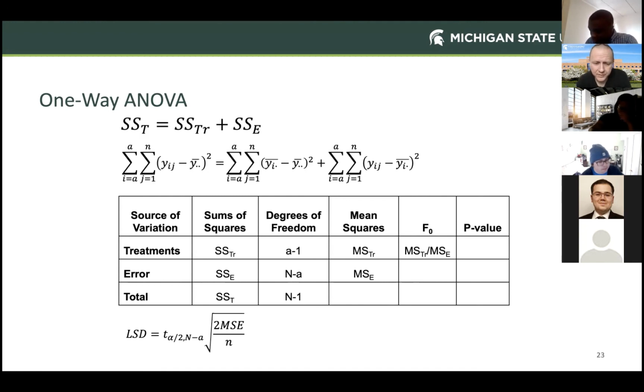There are several different tests we can conduct after the fact, with one of those being Fisher's least significant difference. In this case, we would just take 2 times our mean squared error. Again, that mean squared error is an estimate of sigma squared, so that's an estimate of our variance in this case. So 2 times that variance divided by n, taking the square root, would be the standard error of those differences, times the corresponding t-statistic.